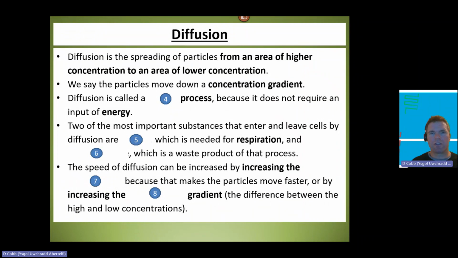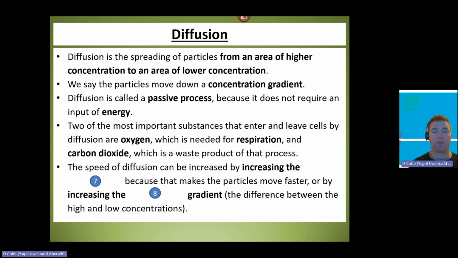I'm choosing the words to leave out. The fact that it's a passive process is important to pick out because it doesn't require energy. It's important to pick it out because we're going to see an active process, a non-passive process, shortly with active transport. Two of the most important substances that enter and leave cells by diffusion are oxygen, needed for respiration, and carbon dioxide, which is a waste product of the process.